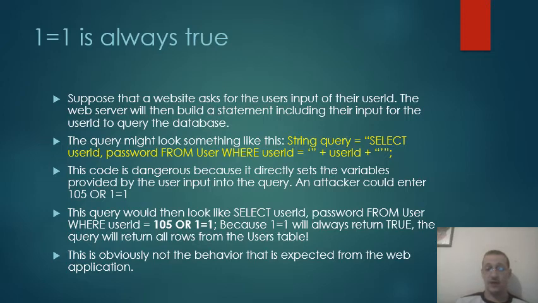An attacker could enter 105 or 1 equals 1. This query would then look like all of this, but then instead of saying where user ID equals 105 and stopping, it says or 1 equals 1. And because 1 equals 1 is true, the query will return all rows from the user's table. This is obviously not the behavior that we want.